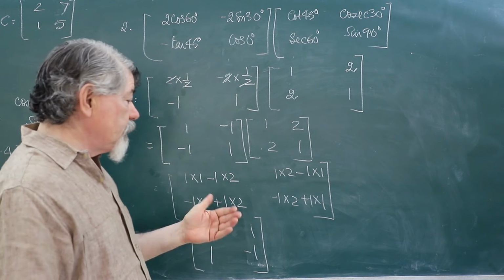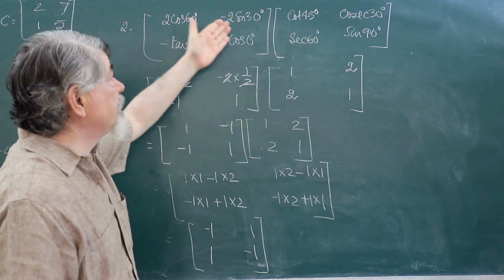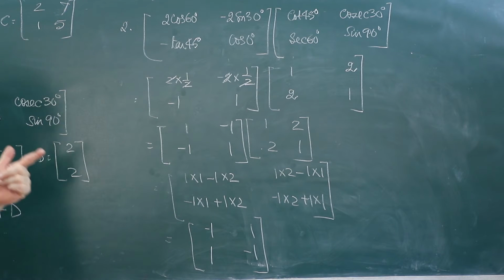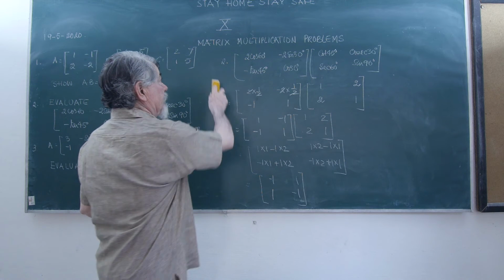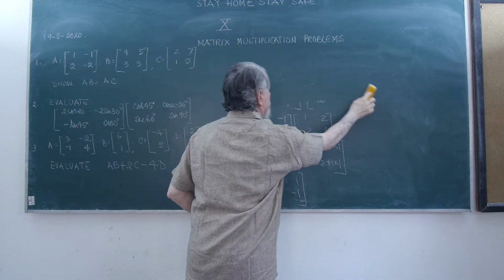So it is important that you have the values of cos 60, sin 30, and he said do not use tables. We cannot use logarithmic tables here. Okay, let's see the third question now.